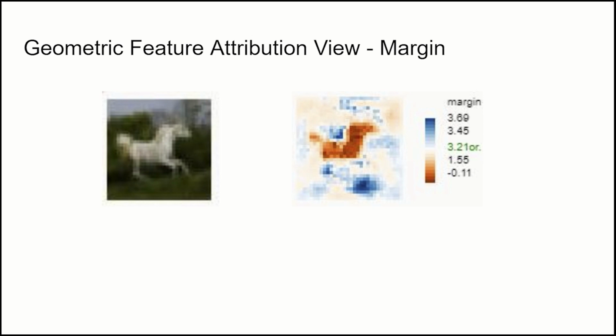The last view is the geometric feature attribution view. Users can use the visualization to explore how input features are correlated with the geometric features. For example, the margin feature often represents robustness in model prediction. The geometric feature with respect to the margin highlights the features that are important for robust prediction.